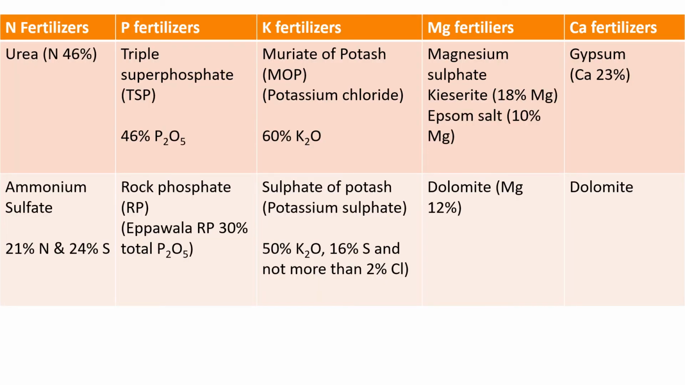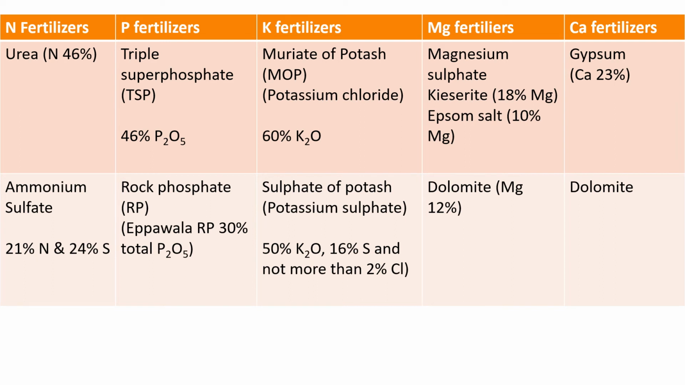So let's see what types of fertilizers we use to improve the nutrient conditions in the plant. For nitrogen, we mainly apply urea, which contains about 46% nitrogen, and also ammonium sulfate, which contains about 21% nitrogen. And there are phosphorus fertilizers. A common one is triple superphosphate, we call it TSP, which contains 46% phosphorus pentoxide. This is the usual standard in Sri Lanka. And also we have rock phosphate, a powder which contains about 30% P2O5.